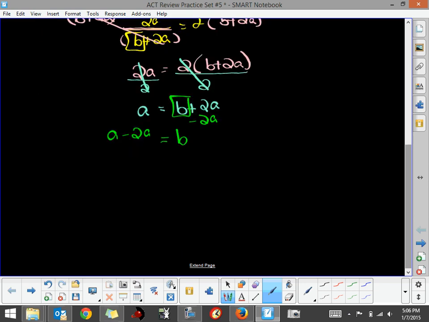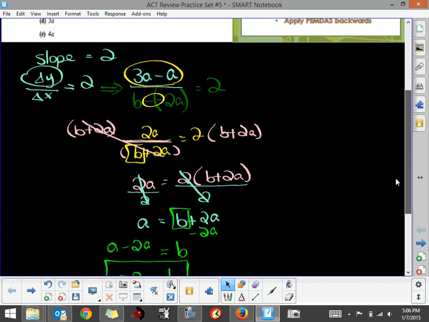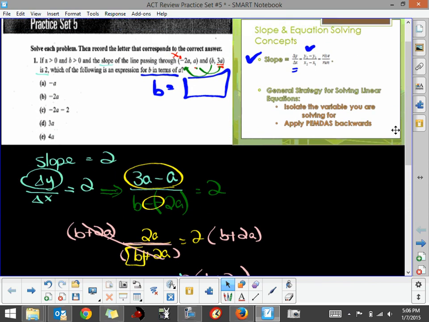Well, we can go ahead and simplify those. A minus 2a is a negative a. So here is my expression for b in terms of a. If I want to make sure that the slope of these points is going to equal 2, then negative a has to equal b. So here is question A.